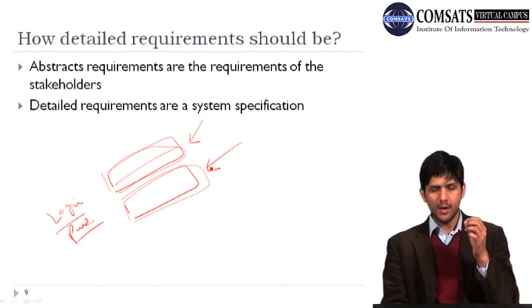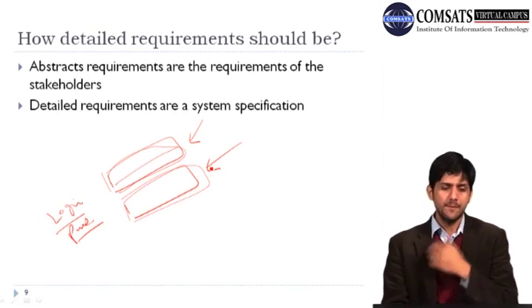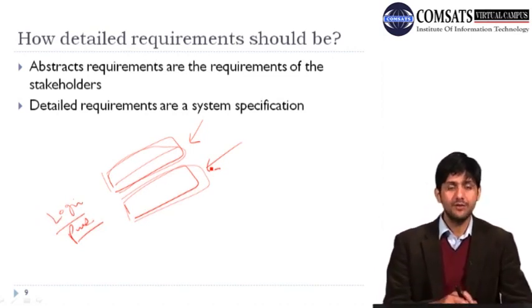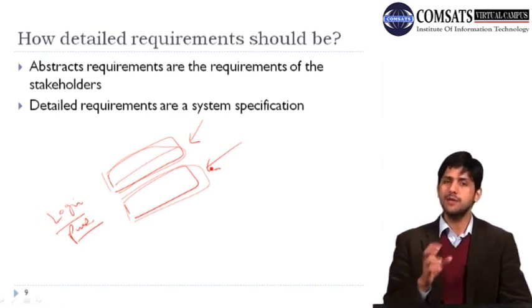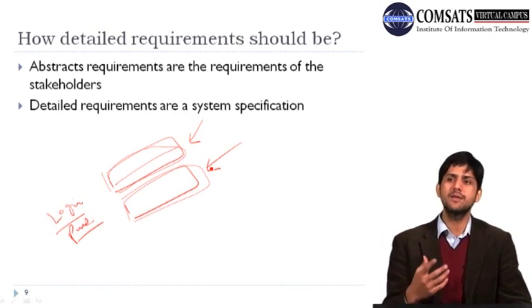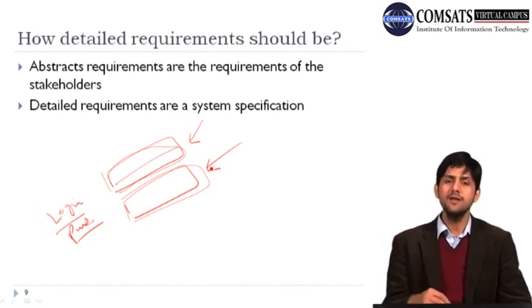But what should be the level of detail of the functional requirements that I put in my software requirement specification document? Abstract requirements are the requirements of the stakeholders. Detailed requirements are a system specification. Normally when the client expresses something, he expresses it at a very abstract level. And again, I would go back to that particular ATM cash withdrawal example. That was a very abstract requirement, because if you remember, we went into a lot of detail.